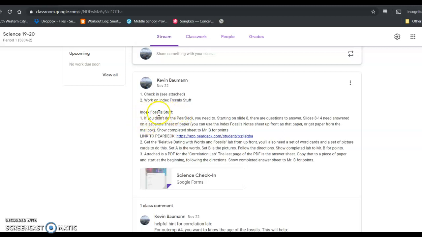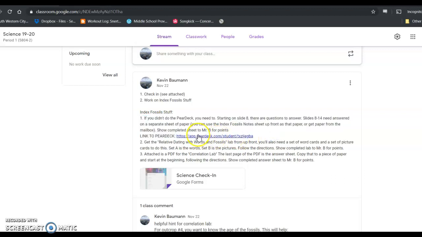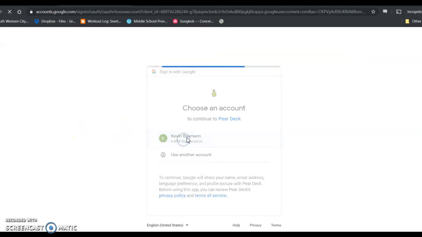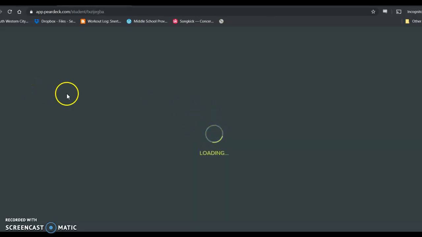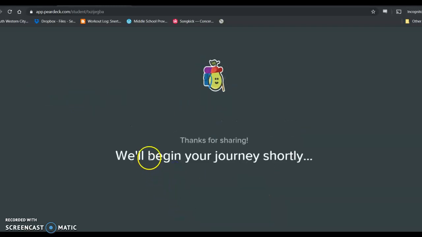First, number one, index fossil stuff. You see right here, if you didn't do the Pear Deck, you should do that. All you gotta do, pop this link right here. Check it out. Oh, I need to sign in. This is going to be good. Okay. How am I feeling? Let's say I'm feeling happy. Happy's good. Ooh, can't wait to begin my journey.